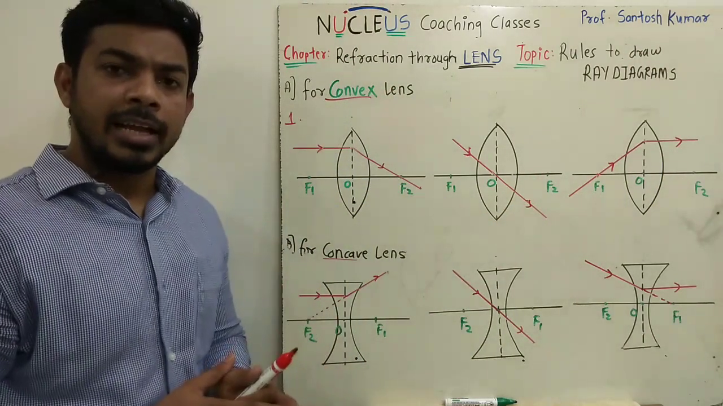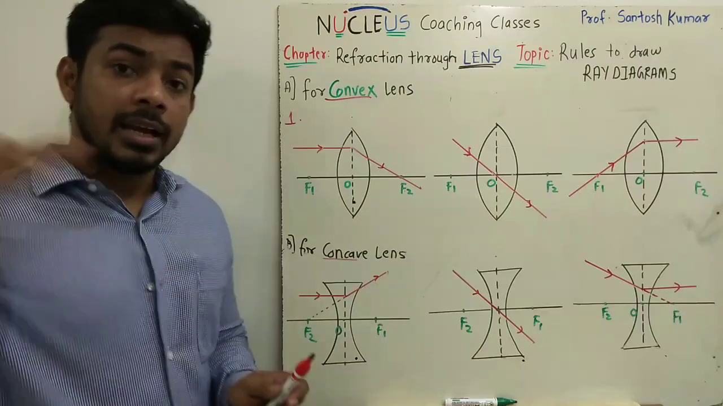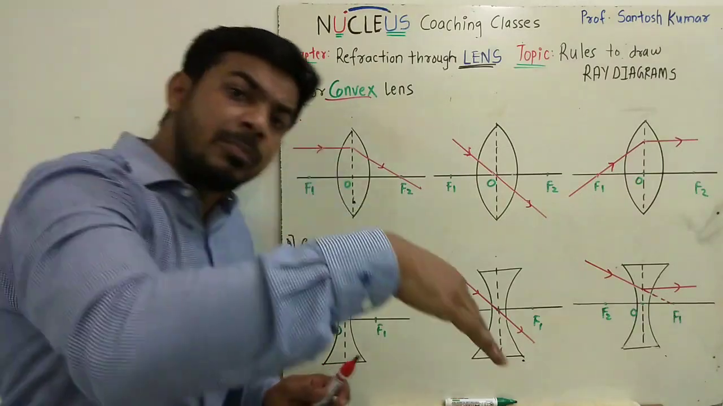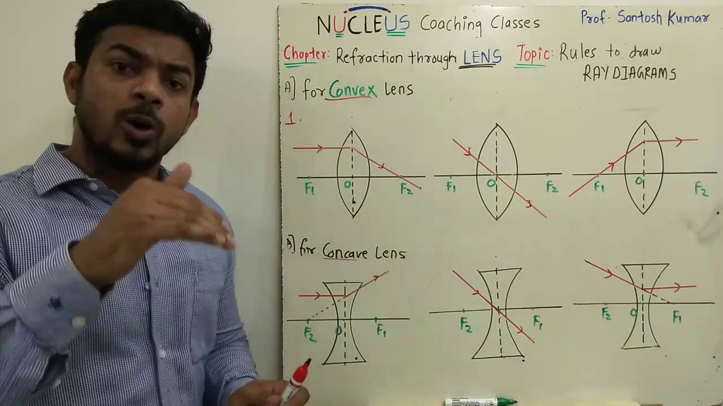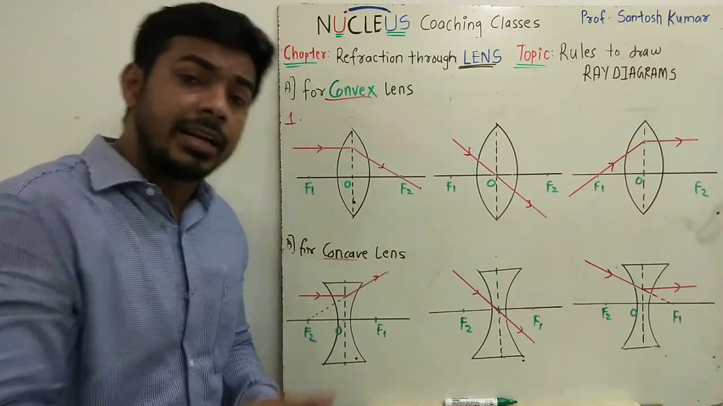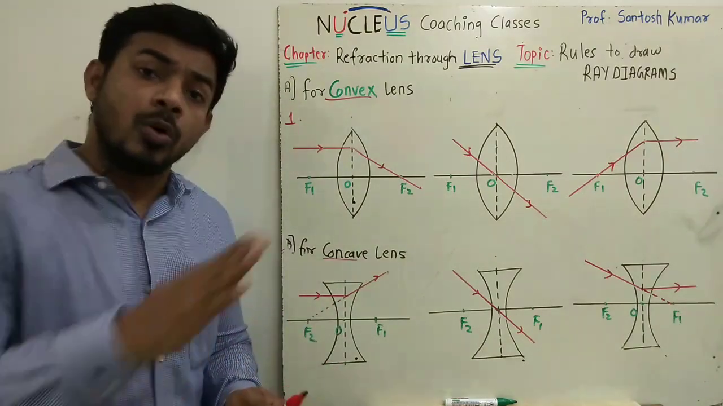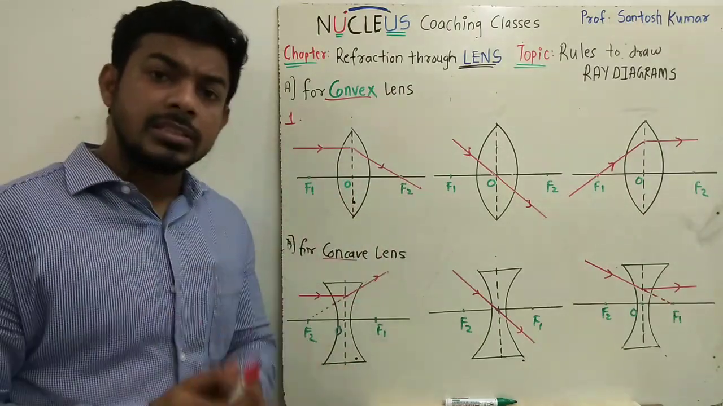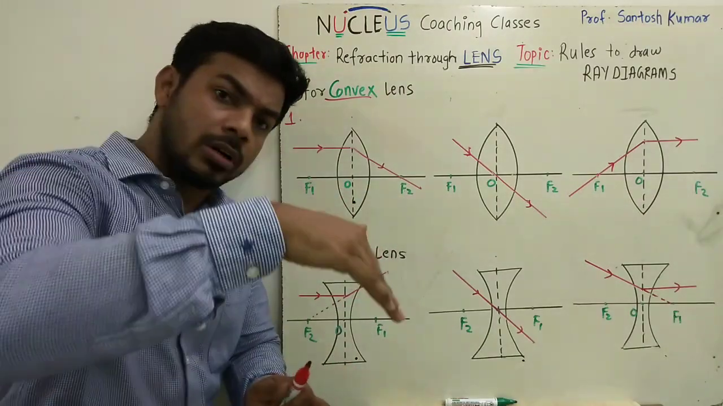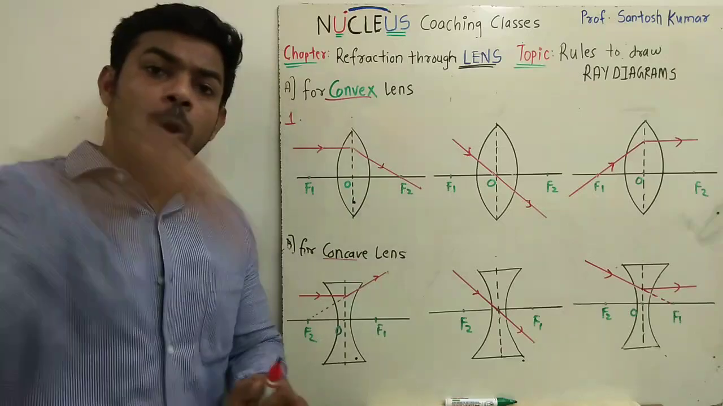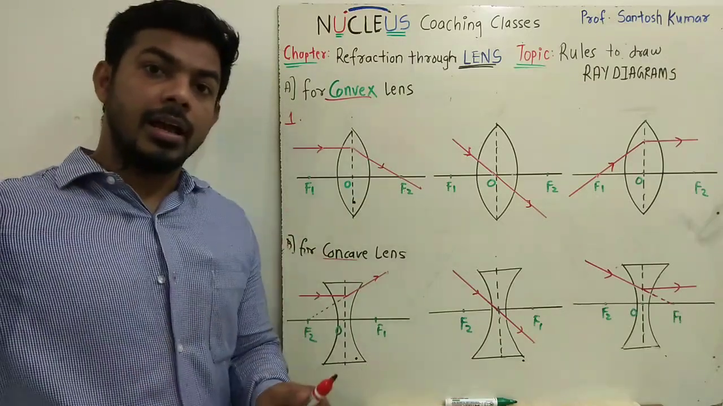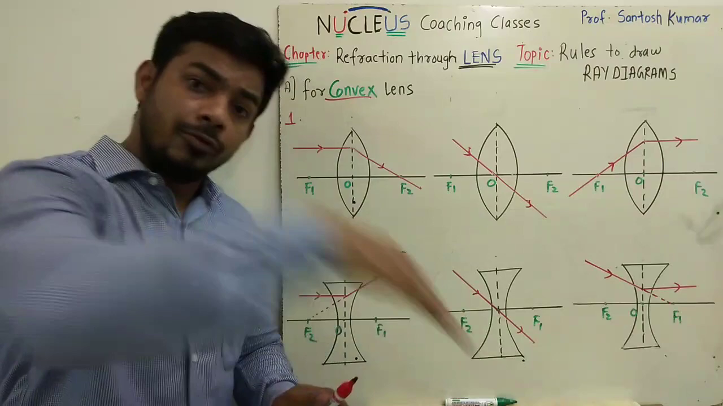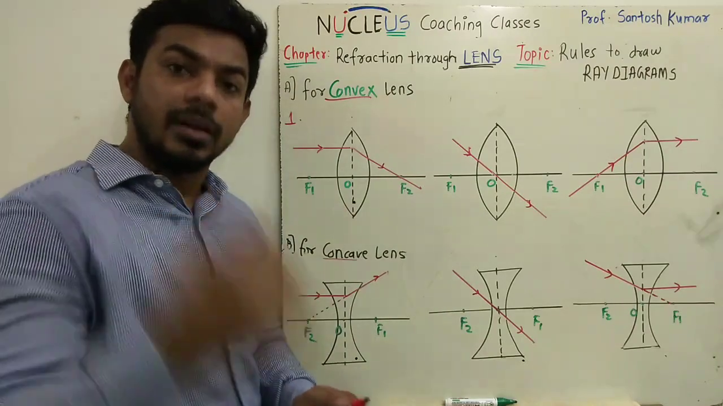So in simple words, there are three rules for a convex lens. If a ray is passing parallel, it will pass through focus. If it is passing through the optical center, it will go undeviated, and if it is passing through focus, it will travel parallel. So in a simple way: parallel, focus; focus, parallel; optical center, undeviated.